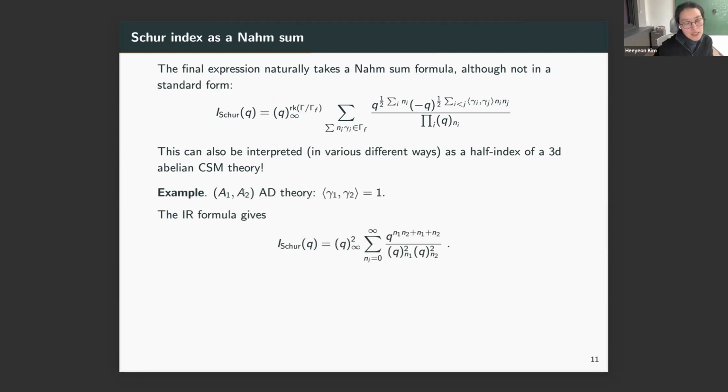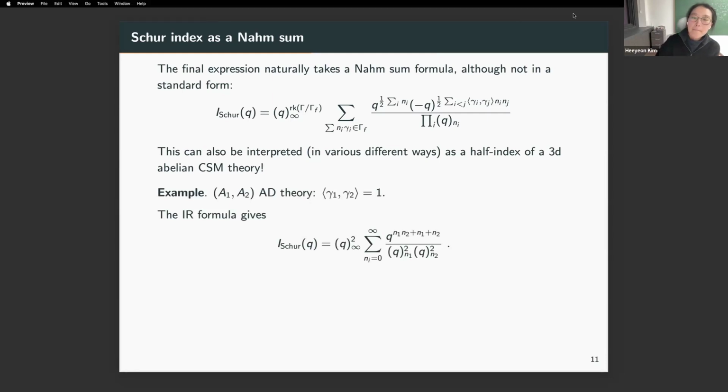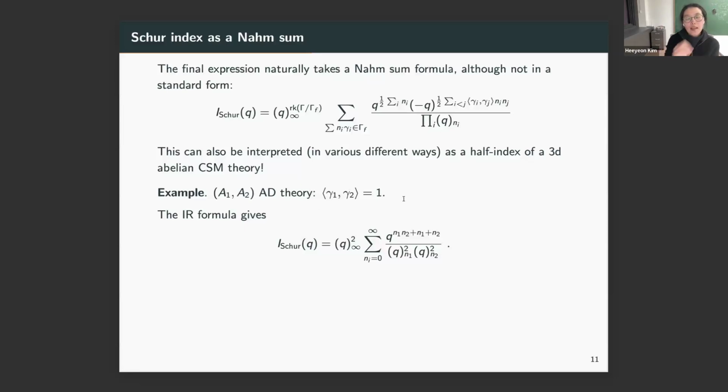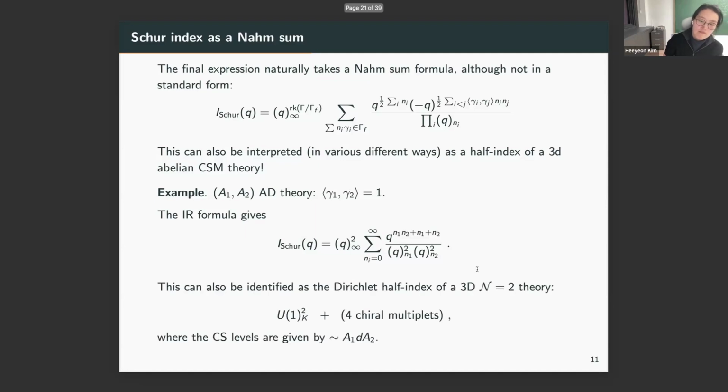If you start from, say, the simplest Argyres-Douglas theory, that has two BPS particles, the electric particle gamma 1 and magnetic particle gamma 2, which has an intersection 1. And if you apply the master IR formula to this theory, it gives rise to this particular sum expression there. And you can immediately identify this formula of the Schur index as a Dirichlet half index of a 3D N=2 gauge theory.